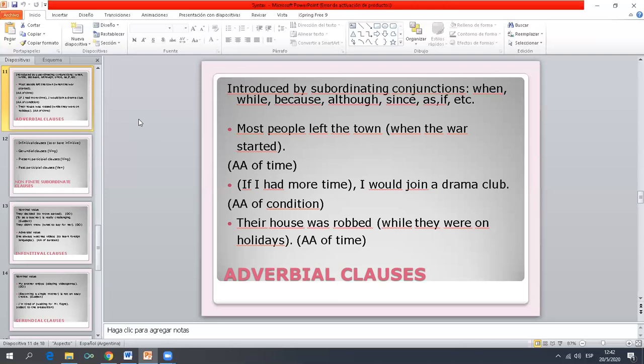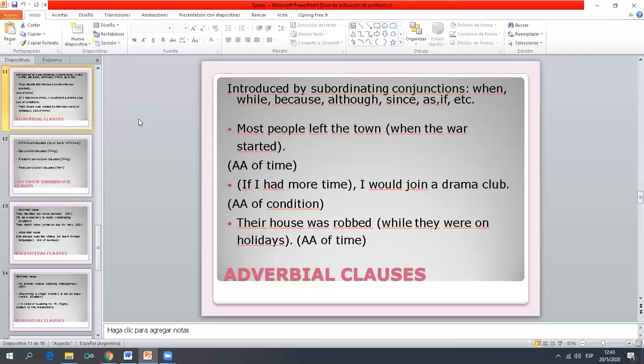Most people left the town when the war started. Of course, in all these cases, we'll be dealing with complex sentences. That is, you will have a main clause and a subordinate clause. In this case, adverbial clauses. You see the adverbial clause here is placed between brackets, when the war started. That would be an adverbial adjunct of time. The main clause would be most people left the town, and the subordinate clause when the war started.